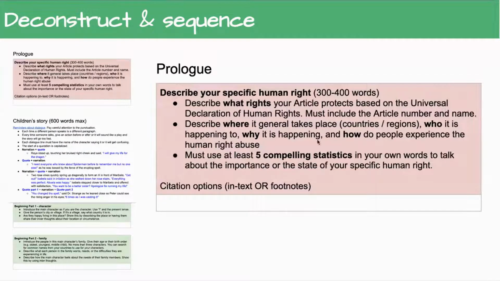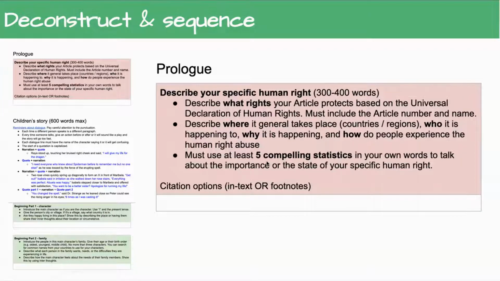Now let me give you an example of me doing this actually with my students. So here, deconstruct and sequence. Here is a document. It's a screenshot. You're gonna see this is a multiple page document, but my 8th graders are writing a children's book right now about human rights. So when I thought about this, I said, okay, what are the different parts of the assessment? Whether it's the prologue, the children's story, and then the epilogue. I identified the different parts, but I also sequenced it.